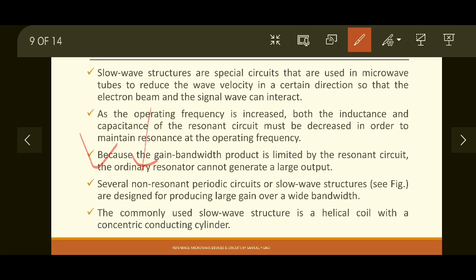A microwave usually has very high velocity. If we want that microwave to interact with an electron beam which has a low velocity, then we have to reduce the velocity of the microwave. So how to reduce the velocity of a microwave? Using this slow wave structure. And because it is reducing the velocity of a microwave, it is called a slow wave, slowing down the speed of a wave.